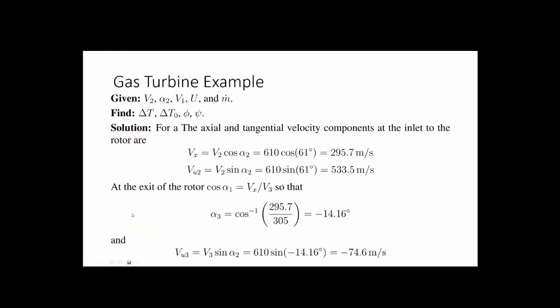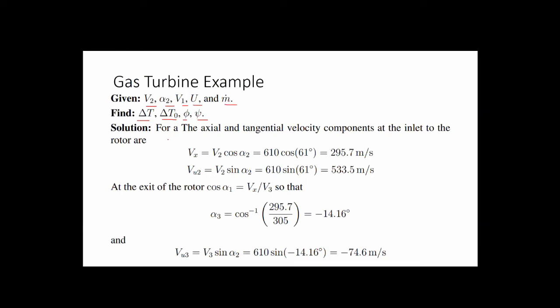Okay, in the question, some values are given: V2, alpha 2, V1, U, and m dot. We want to find delta T naught, P, and this angle. Now we want to look into the solution quickly.